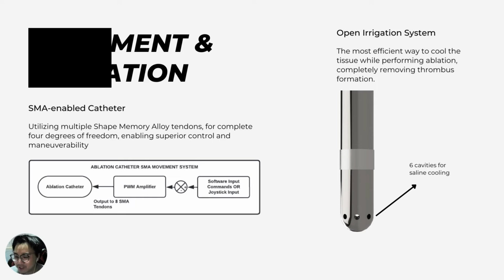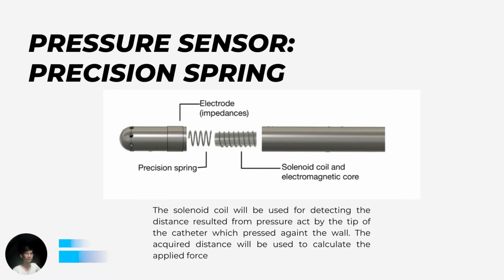Next, we'll talk about pressure sensors. As the pressure can also affect the lesion size resulting from the ablation process, in our design we hence include a precision spring to calculate the force, which will work cooperatively with the localization system. The principle behind this design is based on Hooke's law.